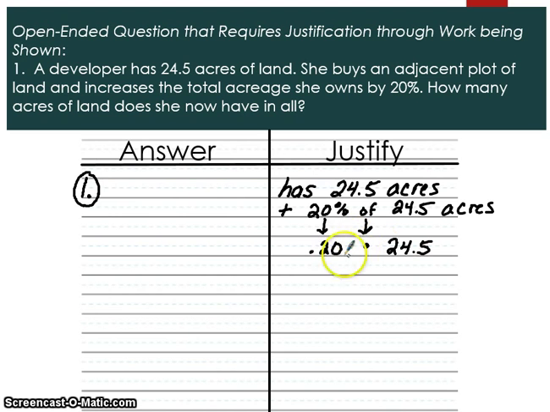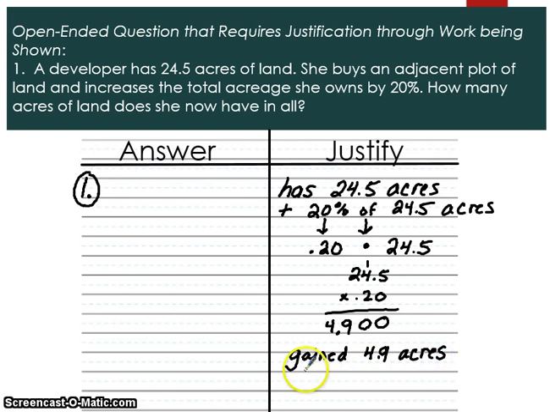Okay, good. So we're going to take 0.20 times 24.5, so I'm going to put 24.5 times 0.20. Now I don't need to multiply the 0 because 0 times anything is just itself, so I'll just put a 0 as a placeholder and start multiplying the 2. 2 times 5 is 10. 2 times 4 is 8, and 1 more makes 9. 2 times 2 makes 4. I have 3 decimal places, 2 from my decimal and 1 from my acreage, so I have to go over 3 places. So she gained 4.9 acres.